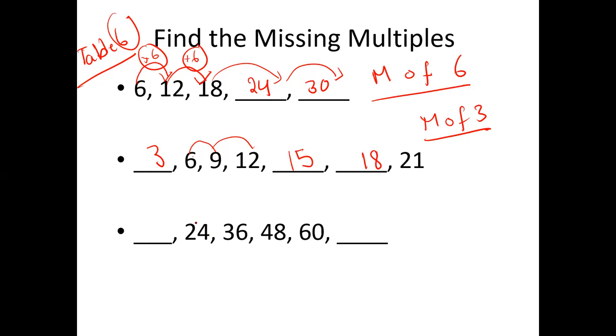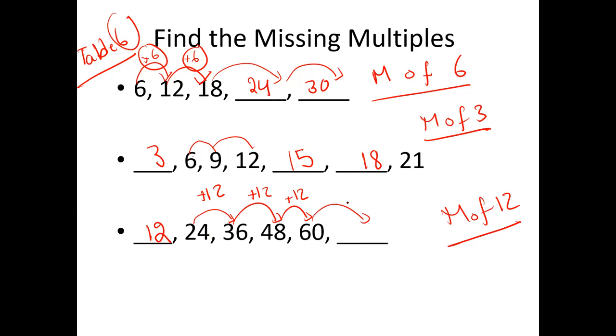Here, we are writing which table? 24, then 36. We are adding 12. 36 becomes 48. We are adding 12. 48 becomes 60. We are adding 12. So we are writing the multiples of 12. So we have to write here 12. How do we continue? We continue by adding 12. 60 plus 12, it's 72. Okay, next.